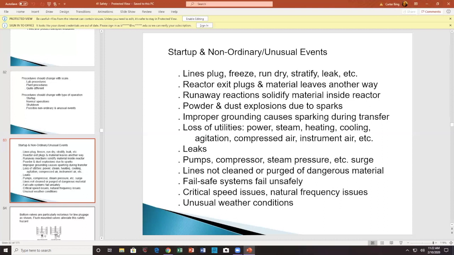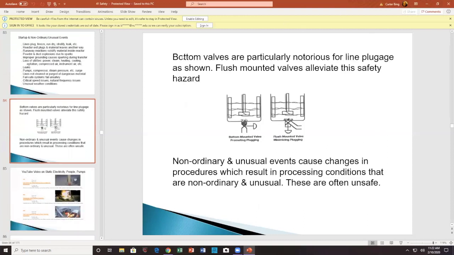Let me throw out a few examples here. Bottom valves are particularly notorious for line pluggages. So you have an agitated tank, perhaps, with a flange at the bottom, an exit nozzle, and then a control valve. And the control valve shuts. So this place tends to be a debris collector for solids. What you don't want is to have the solids collect, because over time, solids have the tendency to fuse together.